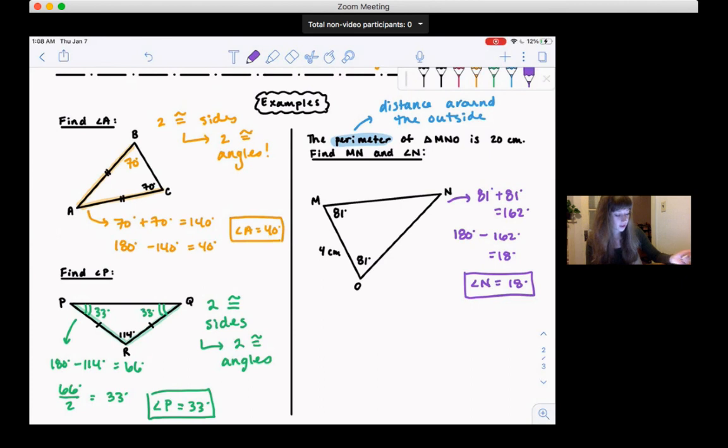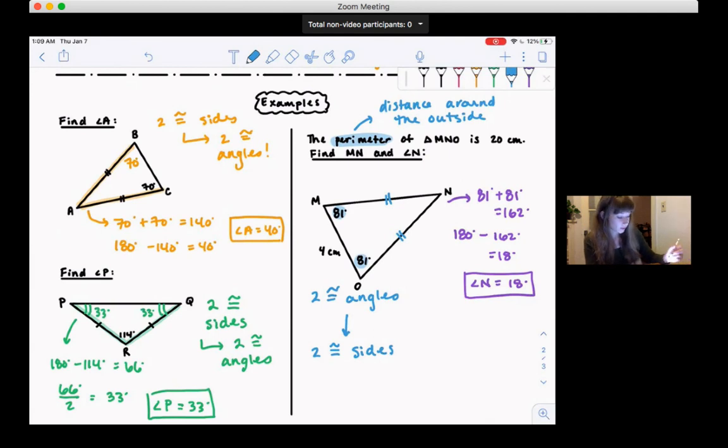Isosceles triangles are going to come in when we're finding MN. So this triangle has two congruent angles, right? That means that it must have two congruent sides as well. That's the isosceles triangle theorem. So we know that these sides are the same.